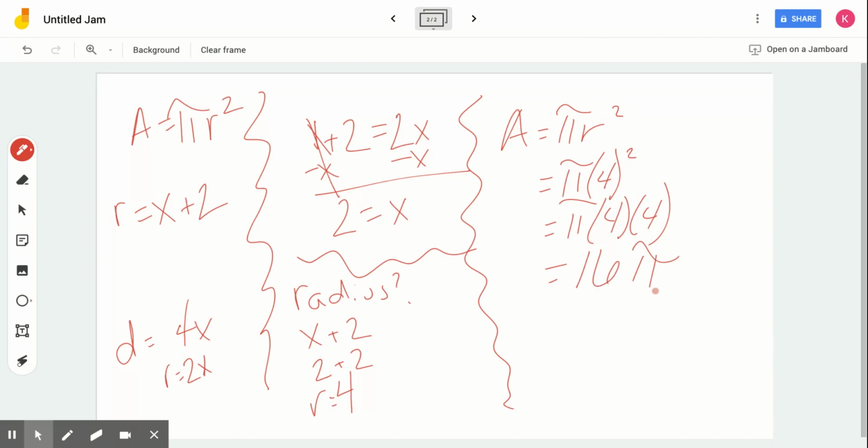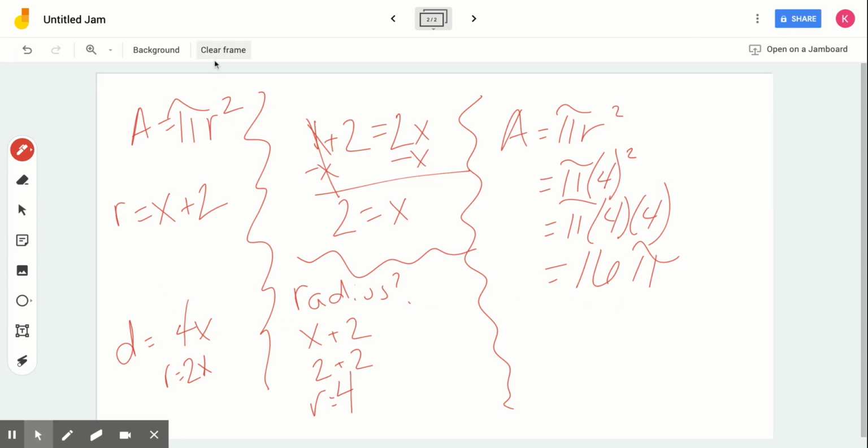You could also multiply 16 by 3.14 if it's asking you to work it out and have an exact answer. Most often it's going to ask you in terms of pi. So it's just wanting an answer like this, 16 pi.